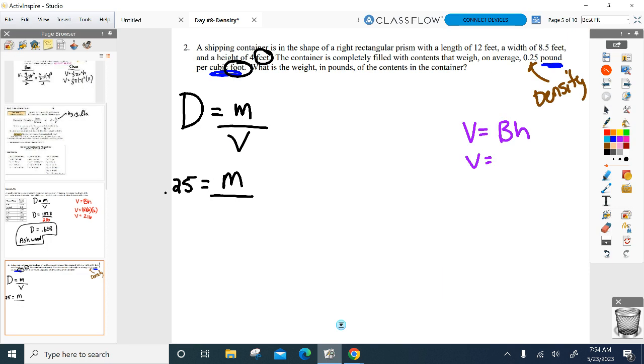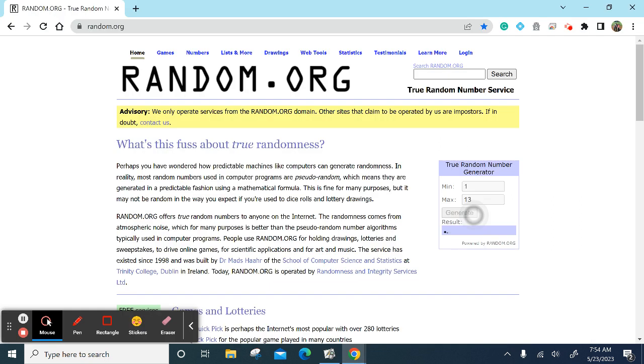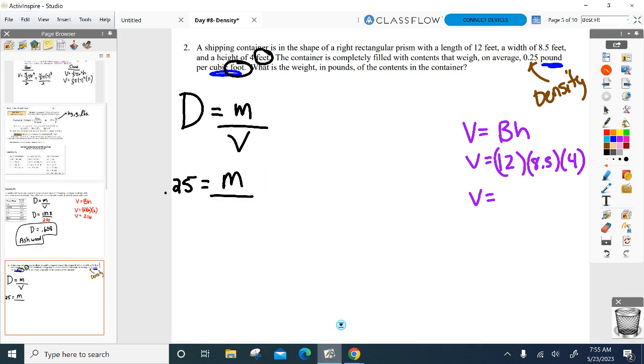It's 8. Sophia? 12 times, yep, 8.5 times 4. Good. And what do you got for the volume of the container here? Sophia, again, go ahead. 408. 408. I plug that in.